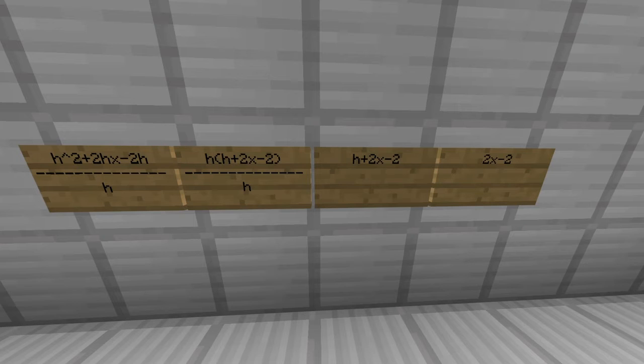You should have h squared plus 2hx minus 2h all over h. Then factor an h out and cancel the factored h and the h on the bottom. Finally, you will be left with h plus 2x minus 2. Plug in your limit and you'll have your derivative, 2x minus 2.